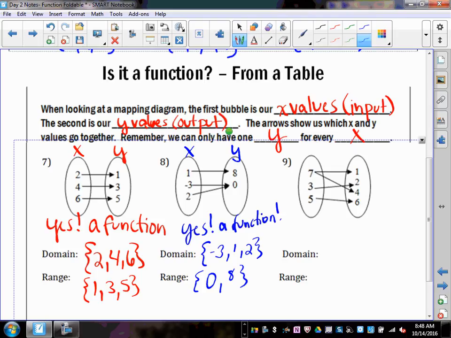Okay. How about my last one? No. I didn't even get to ask my question. Do my X's go to only one Y? No. What's the problem? 7. He's our problem child. He's the issue. He tried going to 2 different Y's. That is not allowed. So not a function.